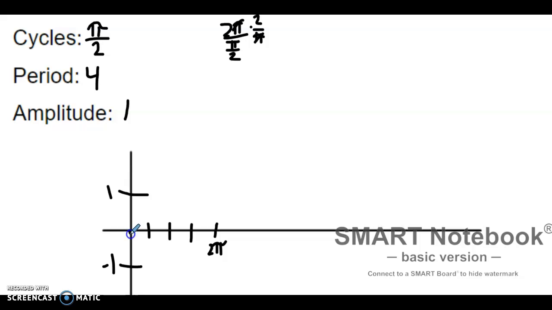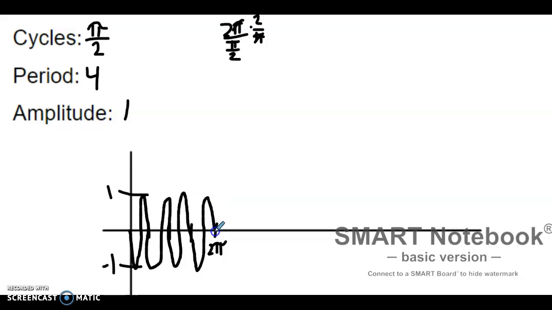So it's going to go down and up to a half a pi, and down and up and down to 2 pi's and down and up and down to 3/4 and there. So we have 4 cycles from 0 to 2 pi.